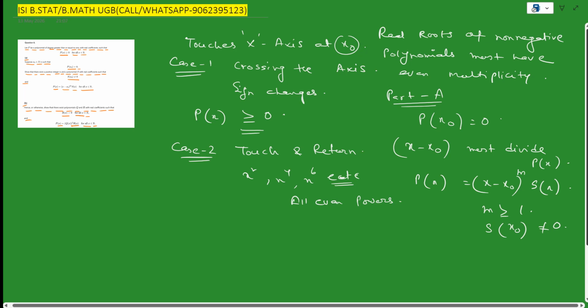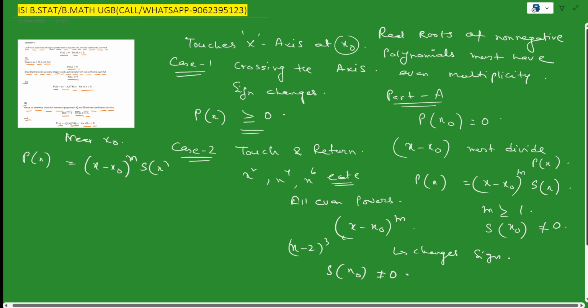Now, near x0, (x minus x0) to the power m changes the sign if m is odd. Why? Because odd powers change sign. For example, (x minus 2) whole cube is negative left of 2, positive right of 2. Now, S of x0 is not equal to 0. So near x0, the polynomial S of x gives a fixed sign. Hence, near x0, P of x is (x minus x0) to the power m into S of x, also changes the sign, but this contradicts P of x greater than or equal to 0 for all real x. So m can't be odd.